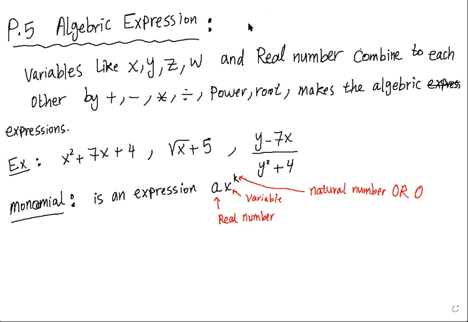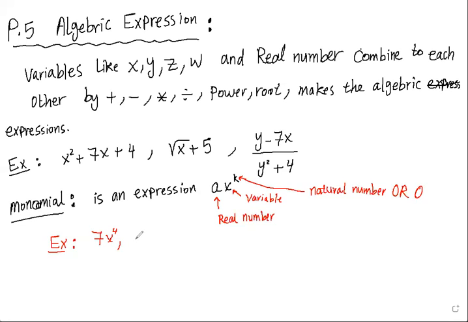So who will give me an example of a monomial? Give me an example. 7x, exactly. What else? To the power what? To the power 4. Okay, perfect. What else? Give me another example.